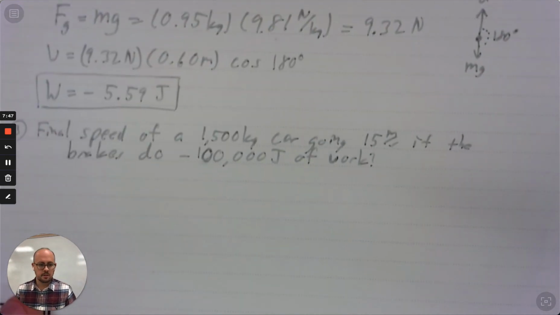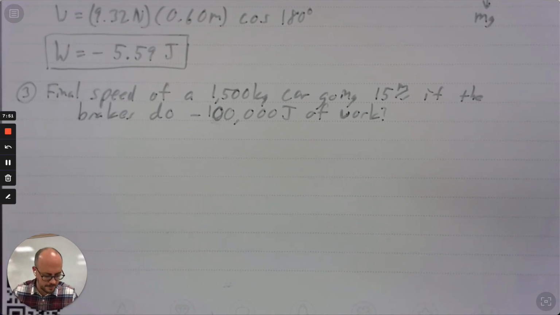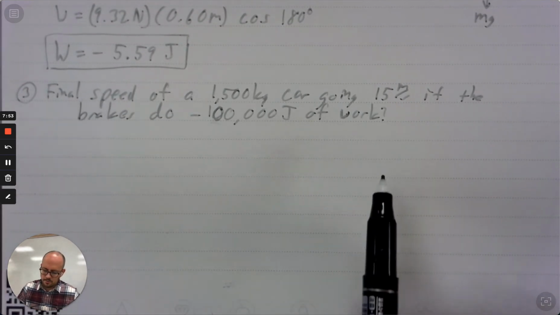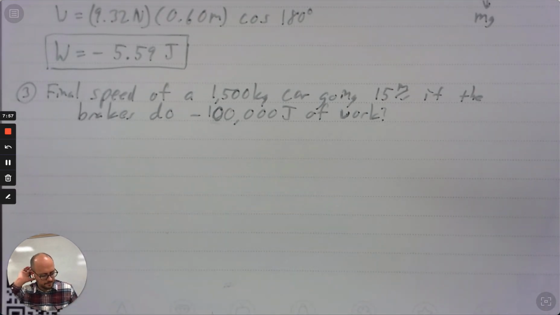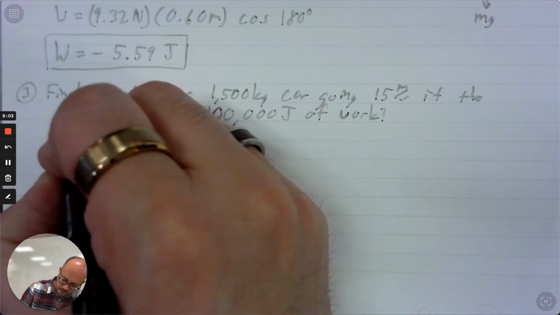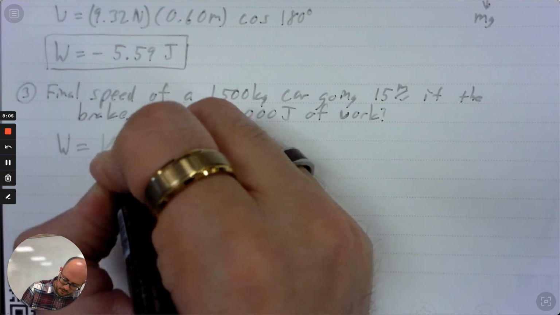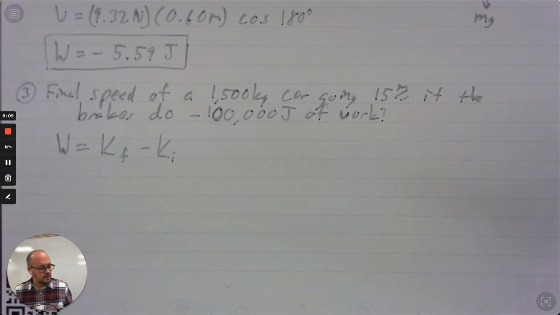Number 3, final speed of a 1,500 kilogram car going 15 meters per second if the brakes do negative 100,000 joules of work on it. So we had learned this idea of work equals a change in kinetic energy. In your equation sheet, it says delta E equals W equals Fd cosine theta.